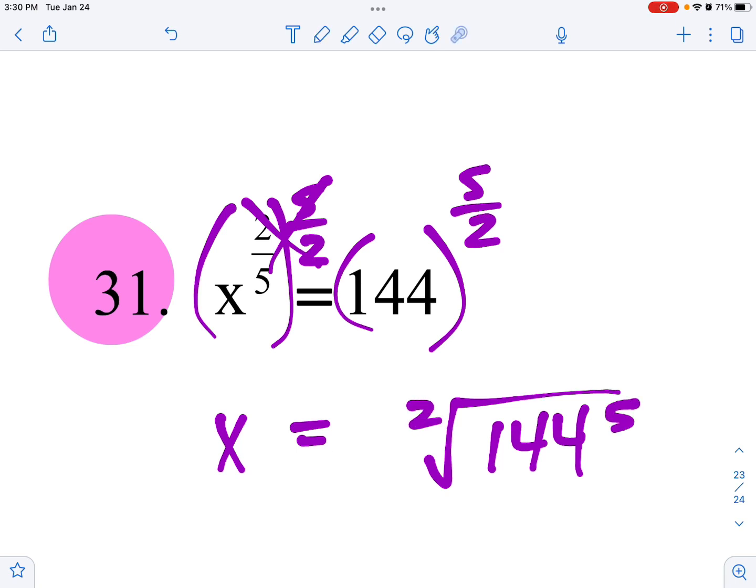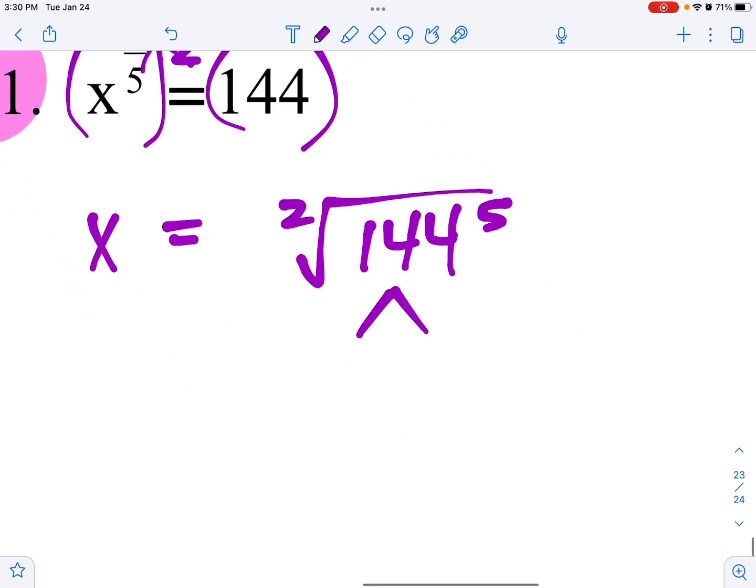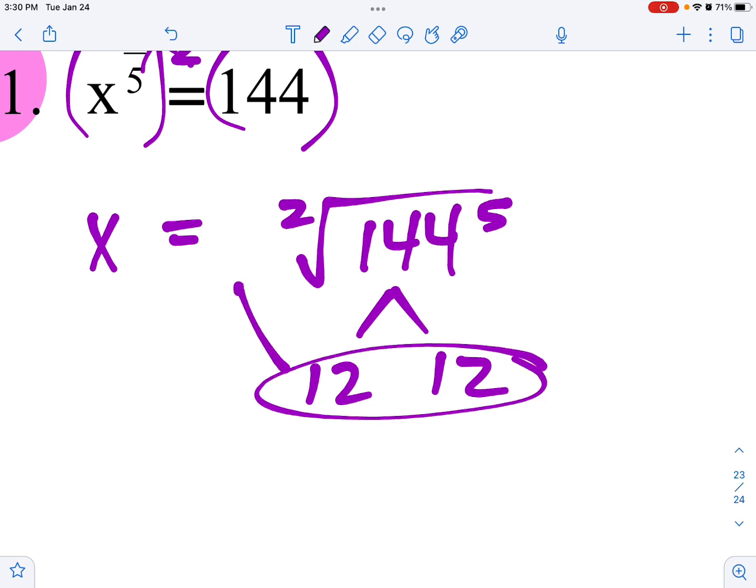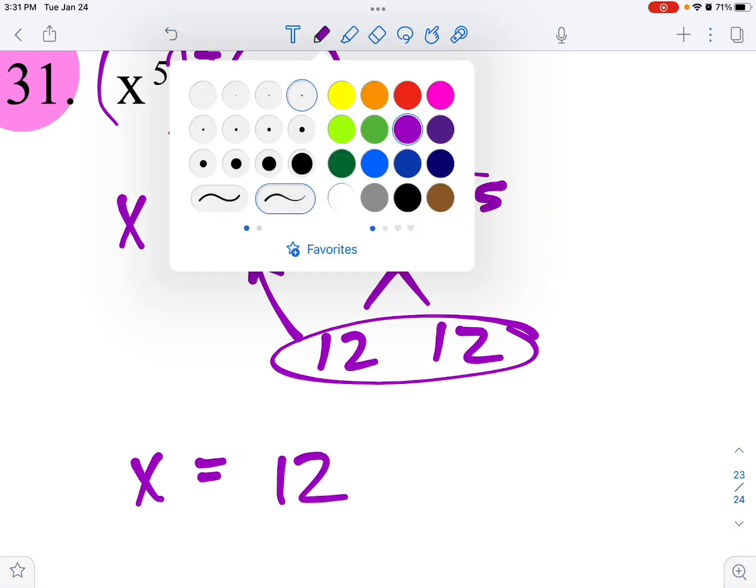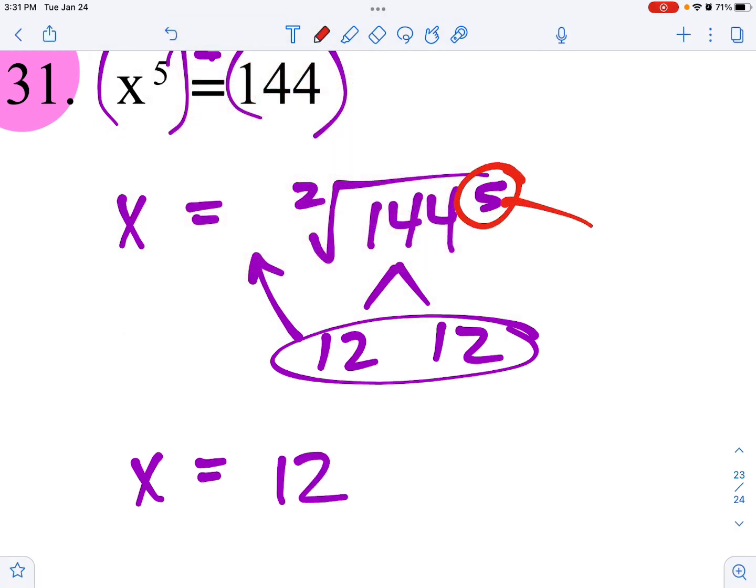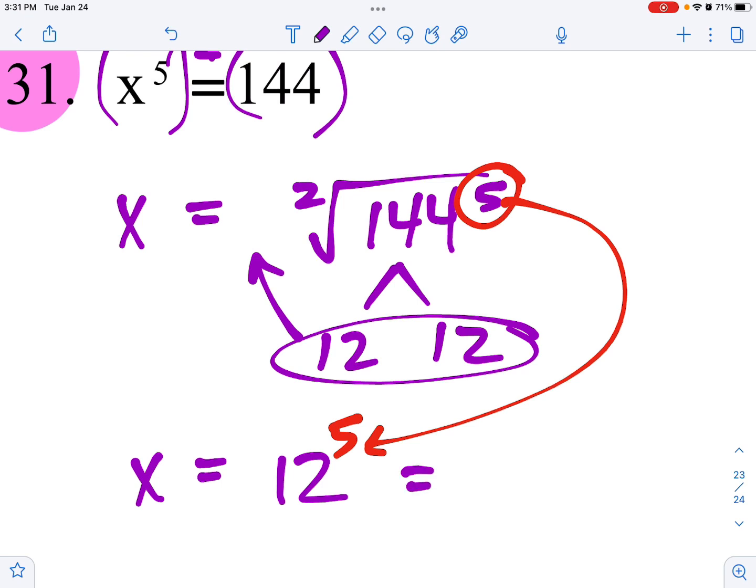And as you know, I don't really need this 2. That just means it's a normal square root that I'm looking for groups of 2. Anyway, so I have 12 and 12. Oh, wow, I found a group of 2 already. Okay, excellent. I have 12 on the outside, and there were no numbers left over on the inside. And I have 5. So whatever 12 to the 5th is, that's actually a really big number.